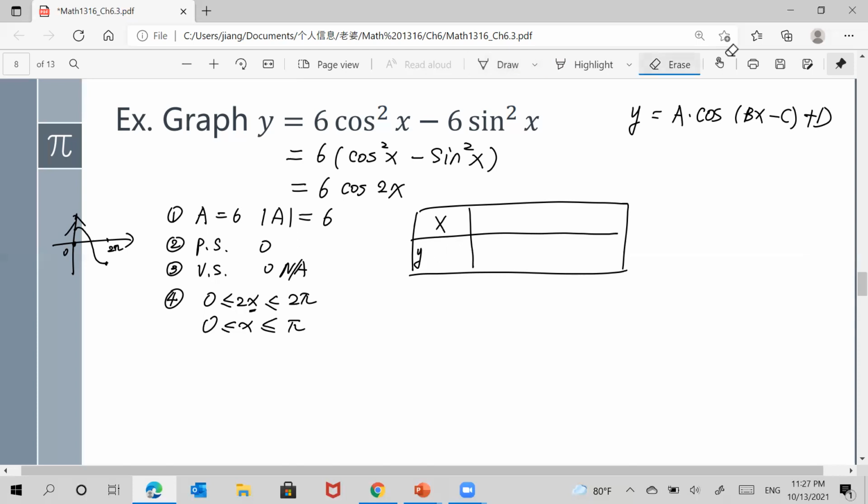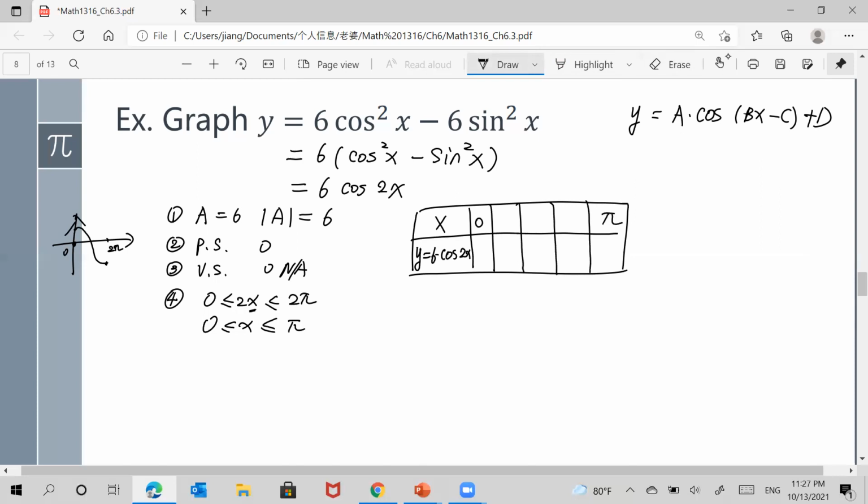Make it beautiful. Y equals 6 times cosine 2x. And the first point is 0. What's the second point? What's the third point? What's the fourth and last?